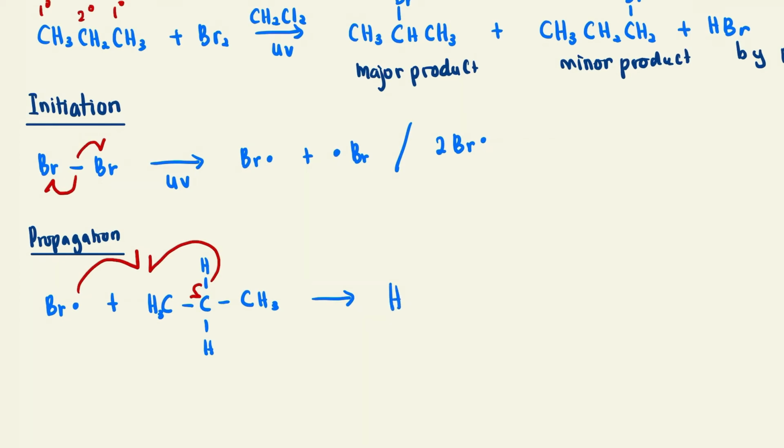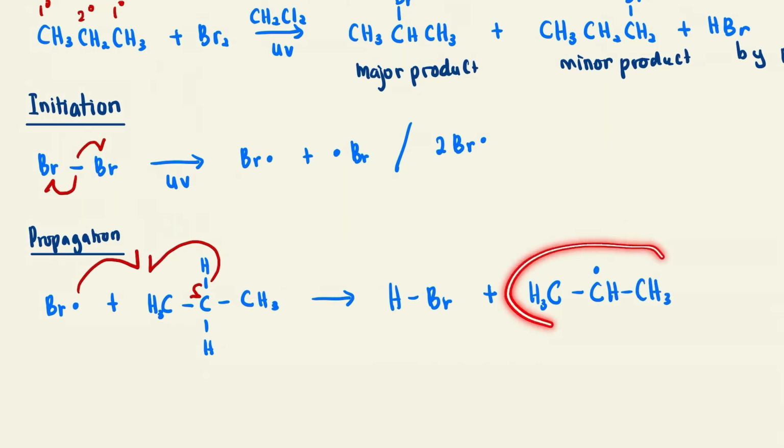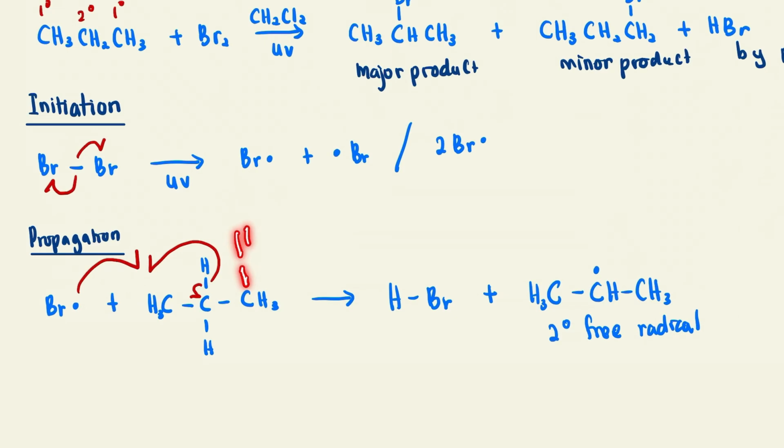Next, we can draw the product: HBr as the side product, and then CH3, C with one electron, H and then CH3. So this is the free radical that we produced. But this time our free radical is a secondary free radical, which is more stable than a primary free radical. Because if we remove hydrogen from this carbon, we will get a primary free radical, which is less stable than secondary. If we want to produce the major product, it must be the more stable one. So secondary free radical in this case is more stable than primary free radical, so we opt for the secondary free radical.